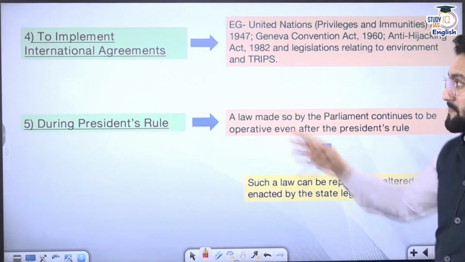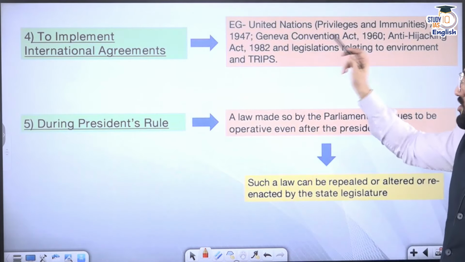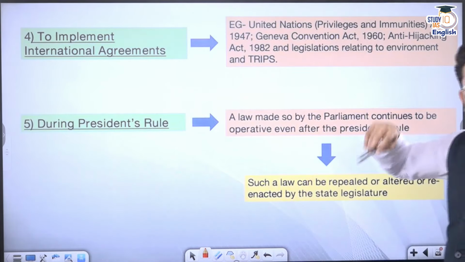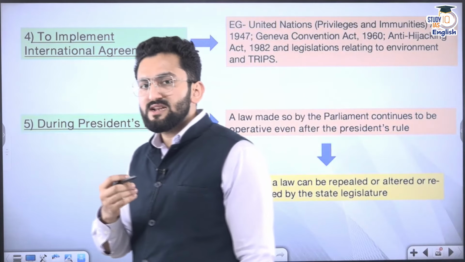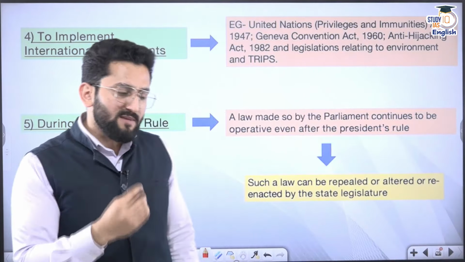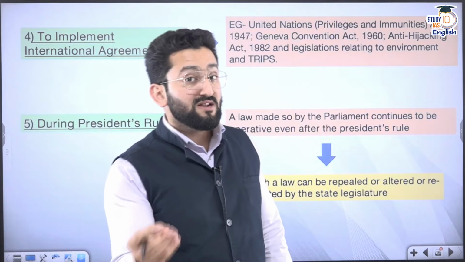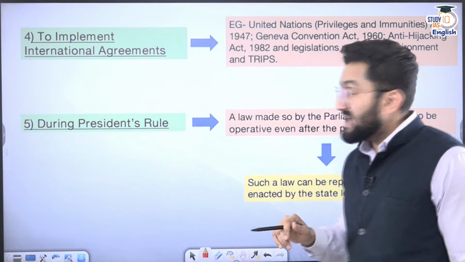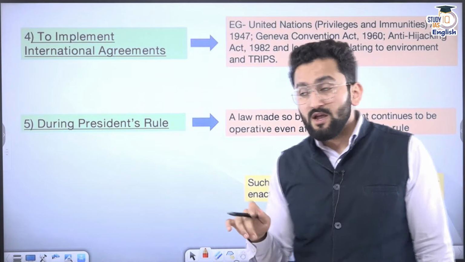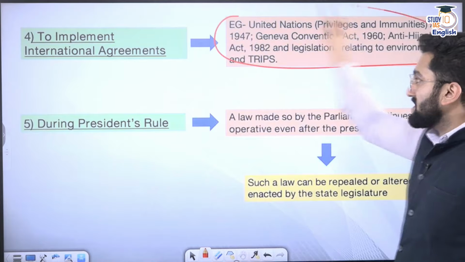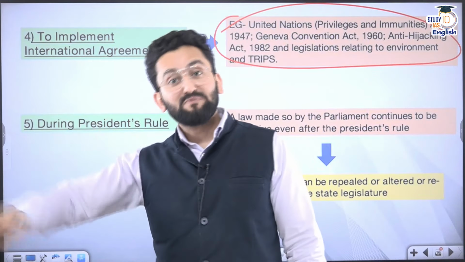Okay. Fourth, to implement international agreements, for example, Geneva Accord, Vienna Convention, TRIPS, trade-related intellectual property rights. So when we apply these international agreements, sometimes some aspects are mentioned in state subject, for example, related to trade. So in that scenario, Parliament can say that although matter is in state subject, to uphold this international agreement, we are making this law and this will be applicable.